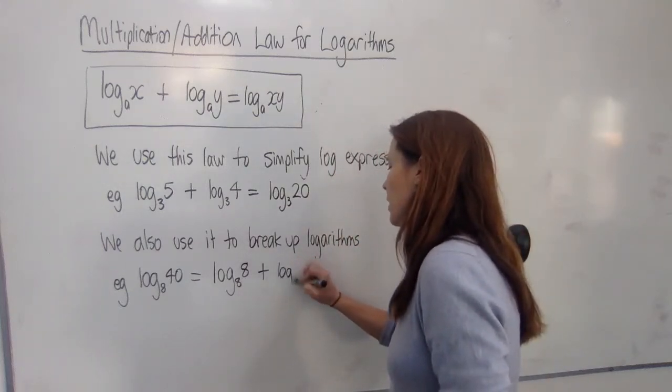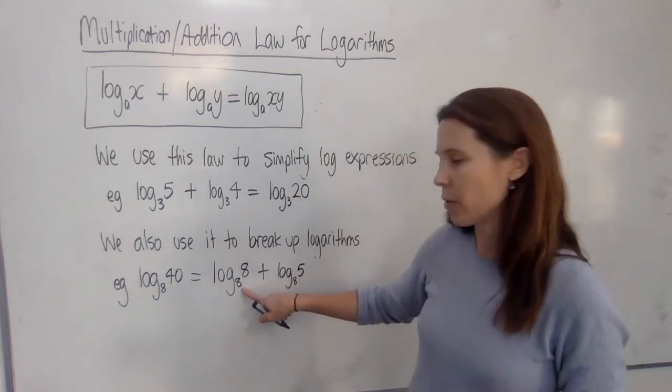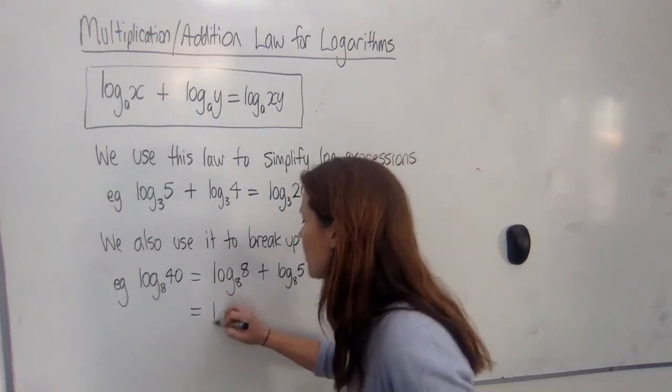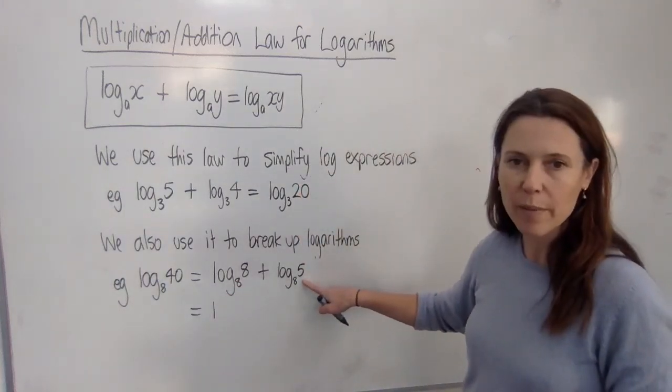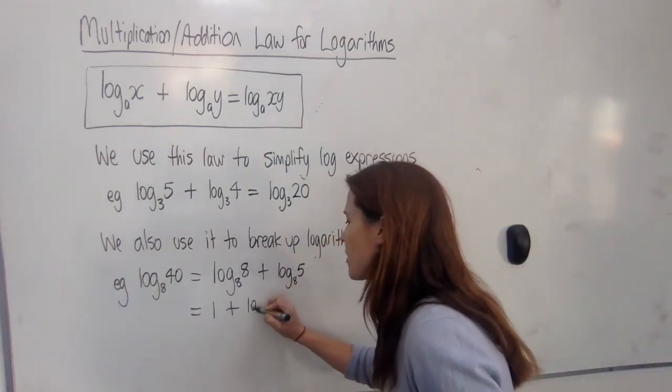And the reason I'm doing that is because I can see that this part's going to simplify quite nicely. 8 to the power of 1 is 8. So I can see that this whole part here is 1. And this part, well, 5 is a prime number, so I can't really break it up anymore. So I know that I've got down to an answer that is as simple as it can go.